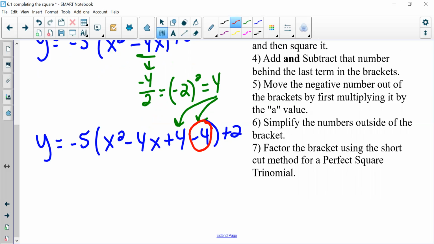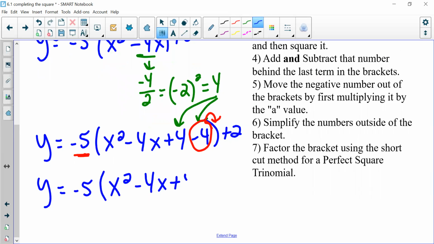The next step is move the negative 4 out of the bracket, but multiply it by the a value. So I'm going to be moving out a positive 20. Signs matter. Be very, very careful with your signs here. Negative times negative is a positive. Okay. Simplify the numbers outside of the bracket. So 20 plus 2 is going to be 22.